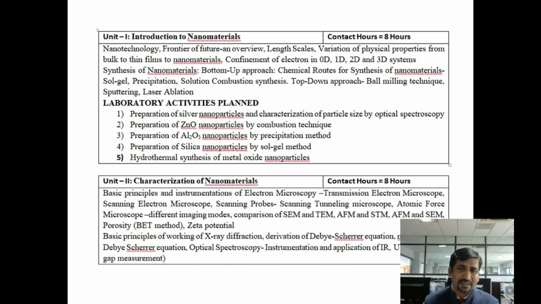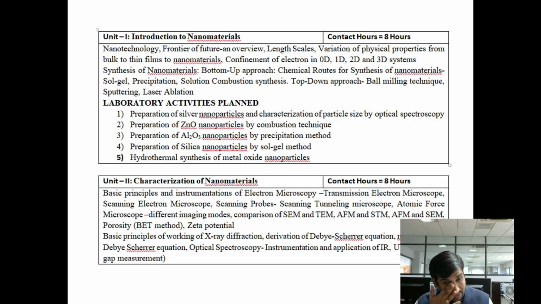And how do we characterize nanomaterials? You cannot see them, their sizes are so small. We cannot see anything less than 250 nanometers because of the limitation of optical wavelength. So we have to go for electron microscopic studies, scanning tunneling microscopes, atomic force microscopy. All these microscopic characterization techniques we'll study.